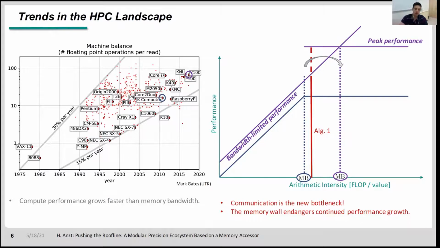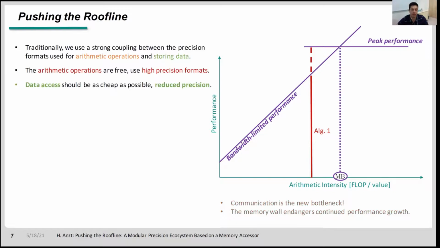What we did in my group was we took a step back and thought, okay, what is all this model based on? It is based on the strict coupling between the precision format that is used for the arithmetic operations and the precision format that is used for the memory access. But maybe that is no longer the way to go, because we see that computing is getting cheaper and cheaper, and the memory access is getting more and more significant in the overall performance.